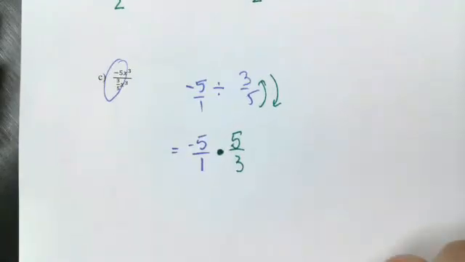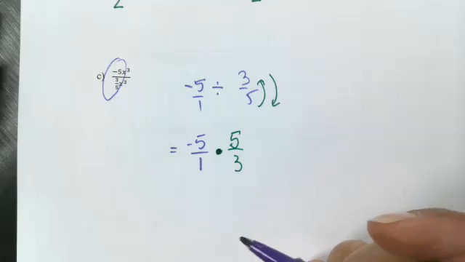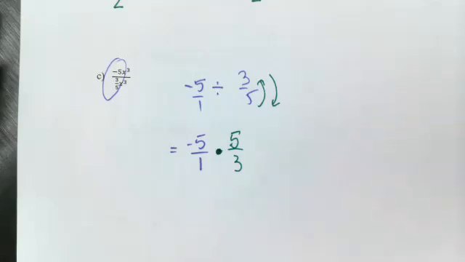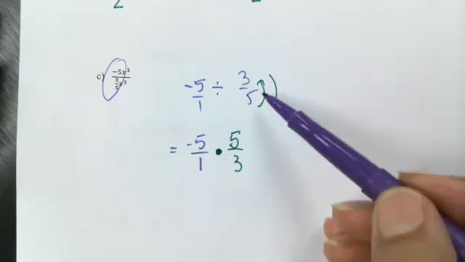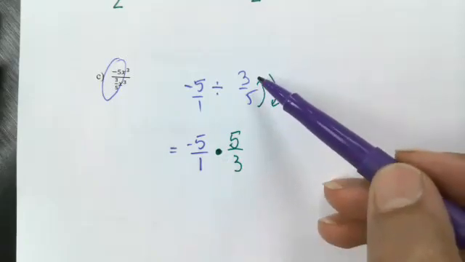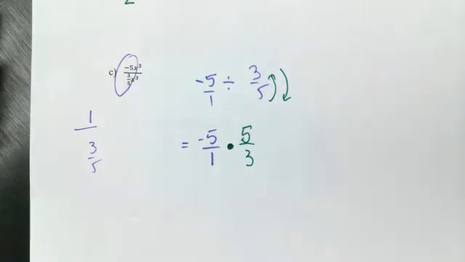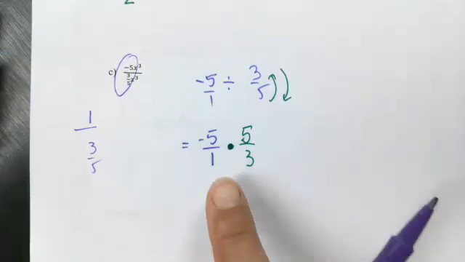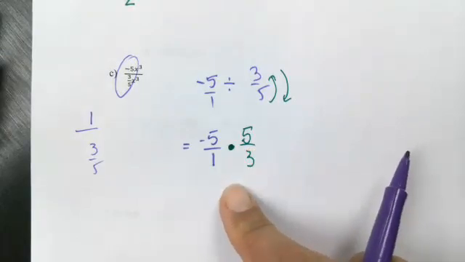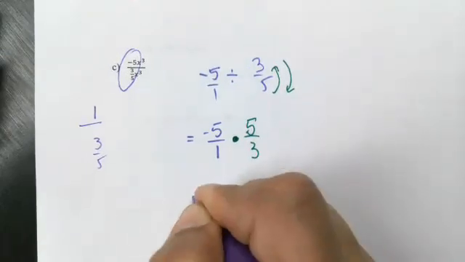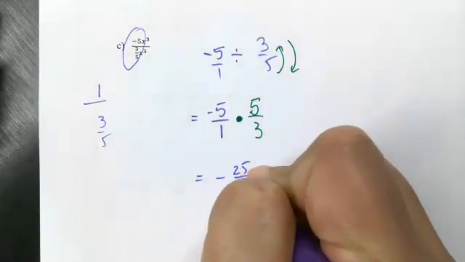So now you multiply top, top, bottom, bottom. You can cancel some things if you can, but no. Reciprocal, you just flip them over, right? That's how we write the reciprocal of a number, okay? It just flips over the numerator with the denominator. They change positions. Okay, so now multiply through. -5 times 5 is -25, and then 1 times 3 is 3. So we will end up with -25/3.